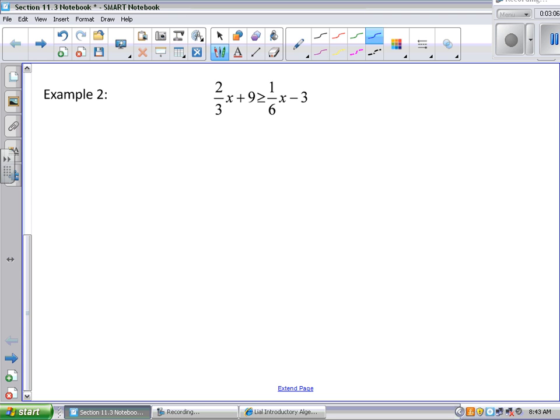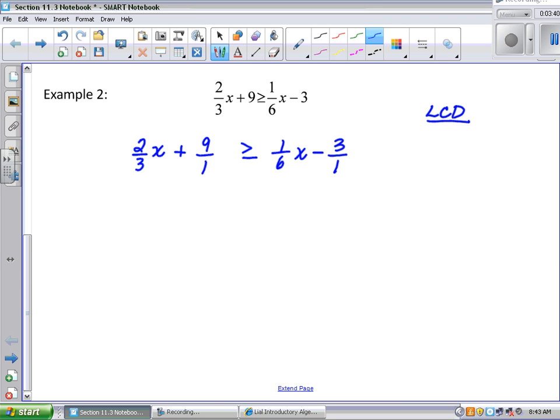In example number 2, we have an inequality with fractions in it. Now, if it helps, write everything with a fraction: we have 2/3 x plus 9 over 1 is greater than or equal to 1/6 x minus 3 over 1. Just like with our equations, we want to find the lowest common denominator, or any common denominator, and that's what we're going to multiply all of our terms by.